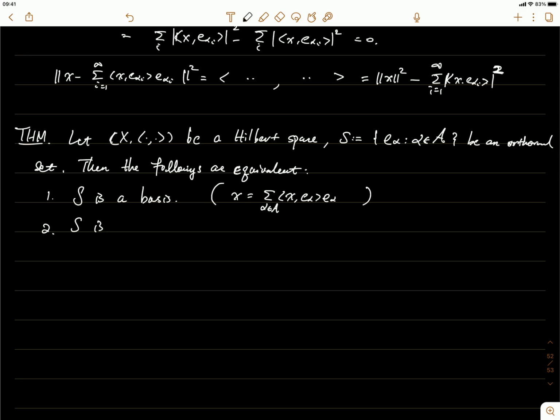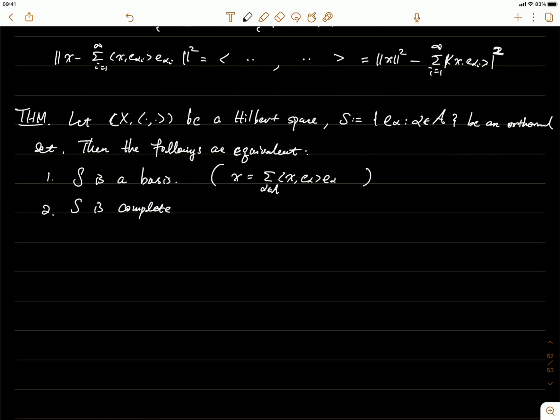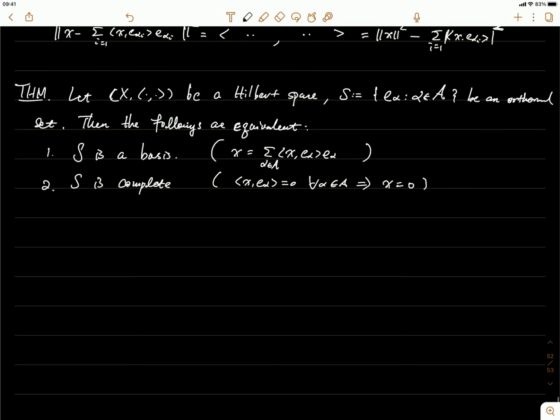Second is that S is complete. Remember that S is complete means that if <x, e_alpha> equals 0 for any alpha, this implies that x itself is 0. So that is the definition for S being complete.